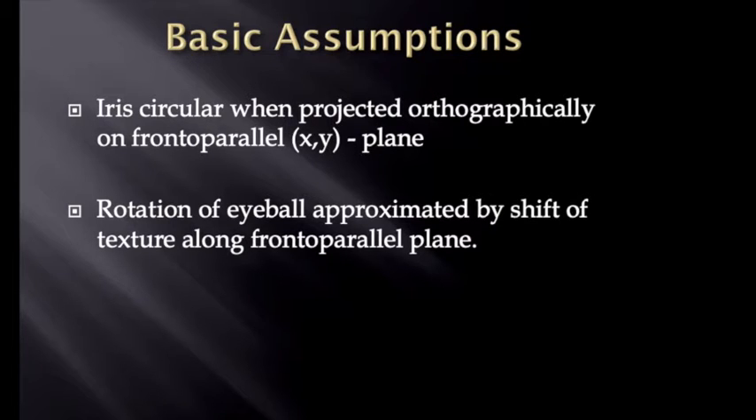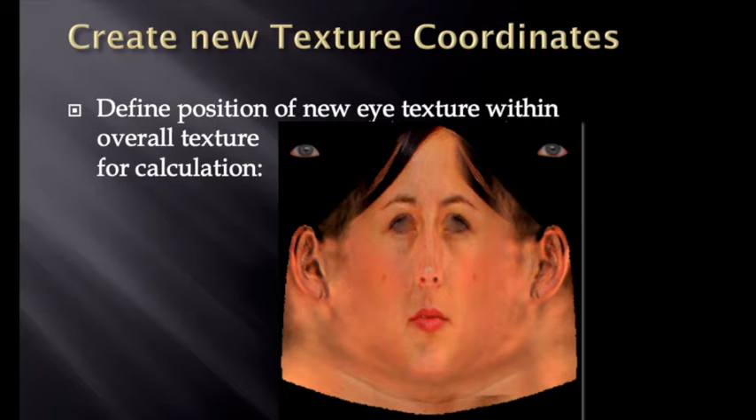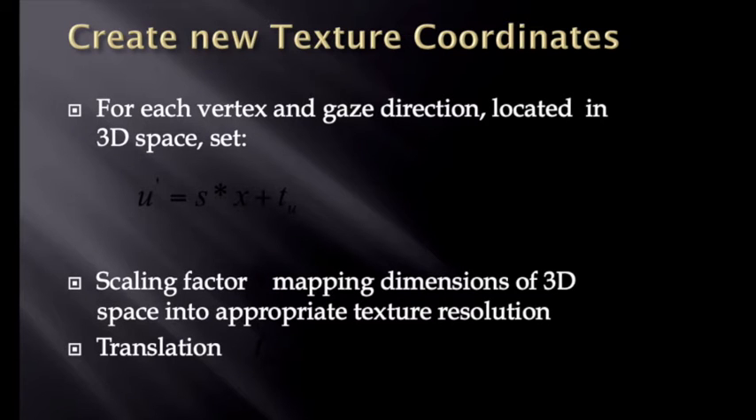And we're actually working with a few basic assumptions, which also constitute a limitation to our texture-based iris movement model. That is that the iris is circular when it is projected orthographically on a frontal parallel plane, and the rotation of the eyeball is then approximated by a shift of the texture along this frontal parallel plane. So as I mentioned, we first define the position of the new eye textures within the overall texture. And what we then do is define a vector in order to be able to access this texture. And there's a scaling factor that we add that maps the dimensions of the 3D space into the appropriate texture resolution.